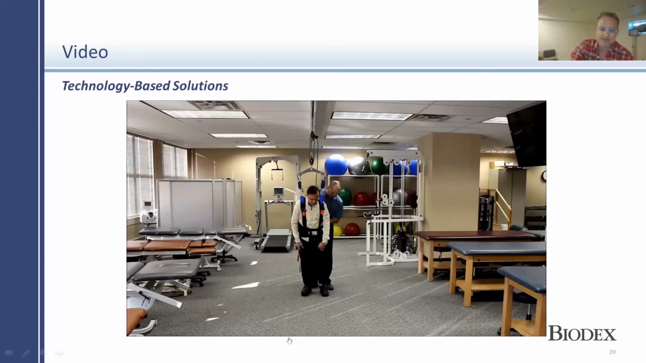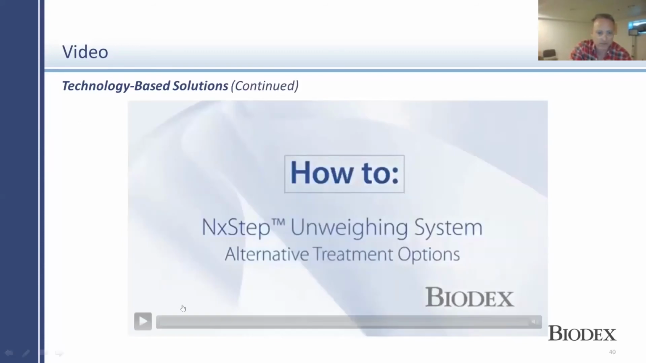So this is what I like about the technology, is that it allows you to take away and really challenge that neuromuscular system. I think this is the one of reactive balance.